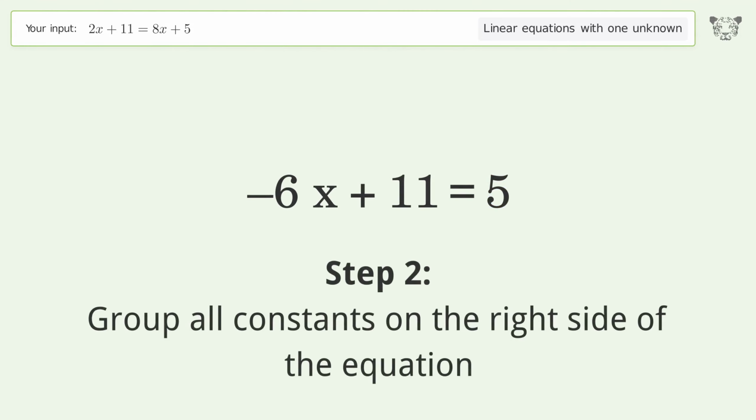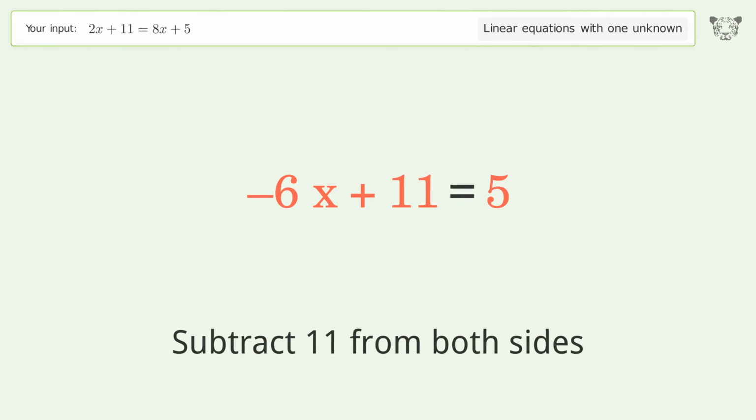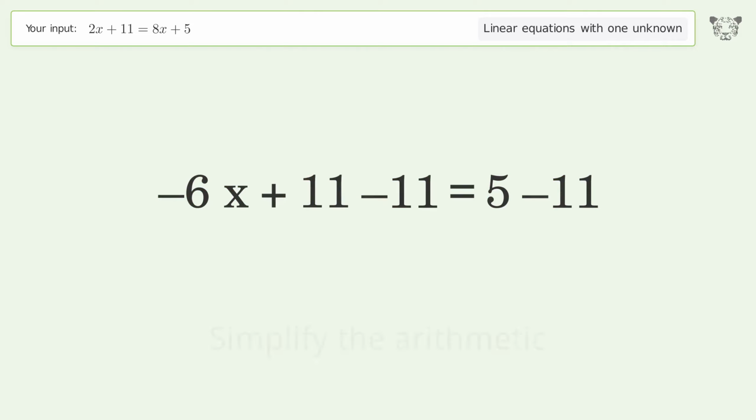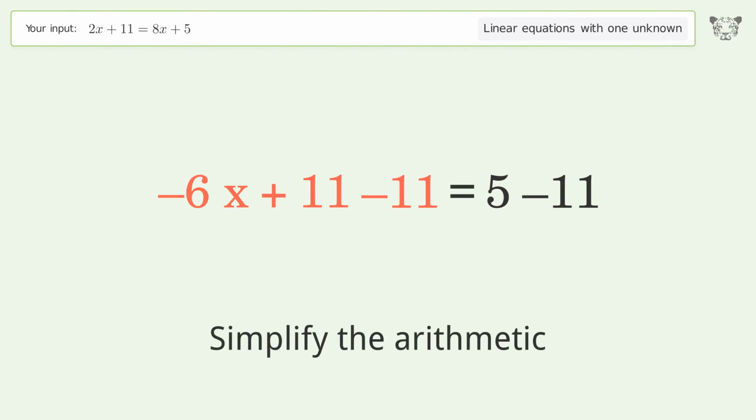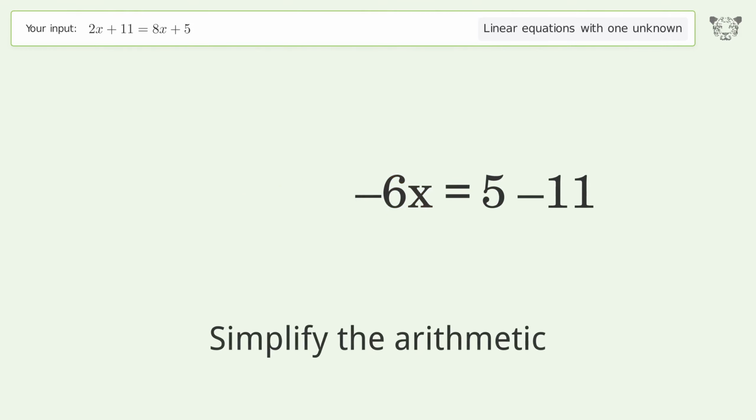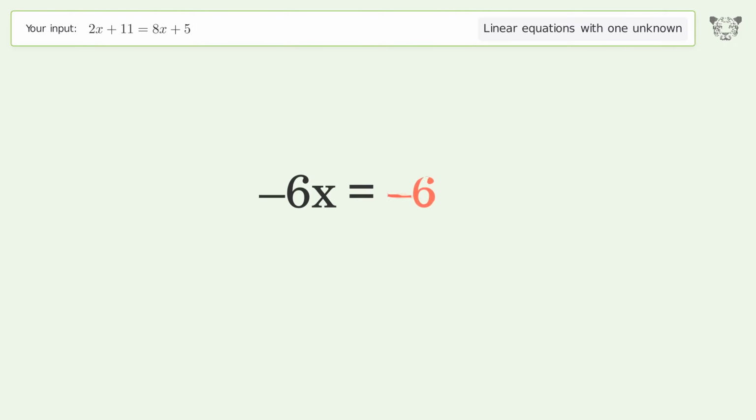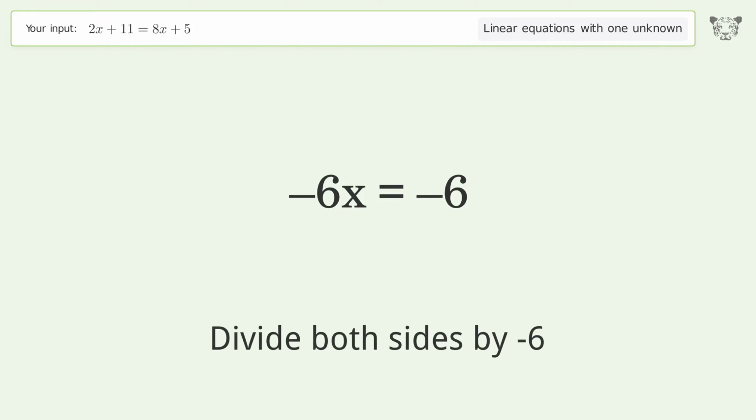Group all constants on the right side of the equation. Subtract 11 from both sides. Simplify the arithmetic. Isolate the x. Divide both sides by -6.